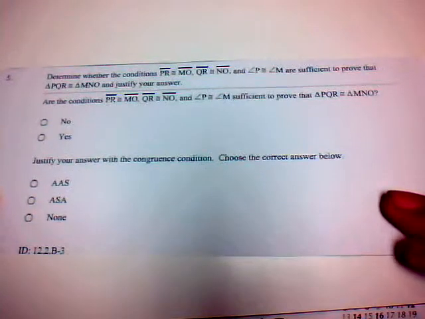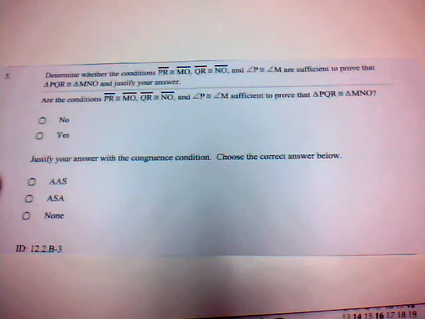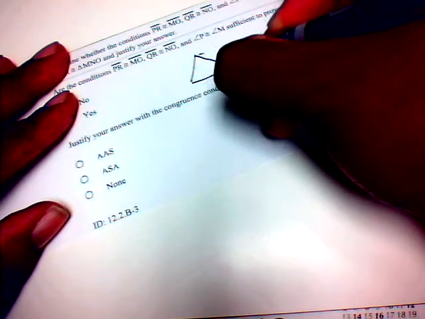Okay. Problem number 5. Determine whether the conditions PR is congruent to MO, QR is congruent to NO, and those are line segments, by the way, and angle P is congruent to angle M, are sufficient to prove that triangle PQR is congruent to triangle MNO. And it's either going to be by the angle side, or AAS, or angle side angle, which is ASA, or none. And a good way of finding out that will be to draw two triangles.